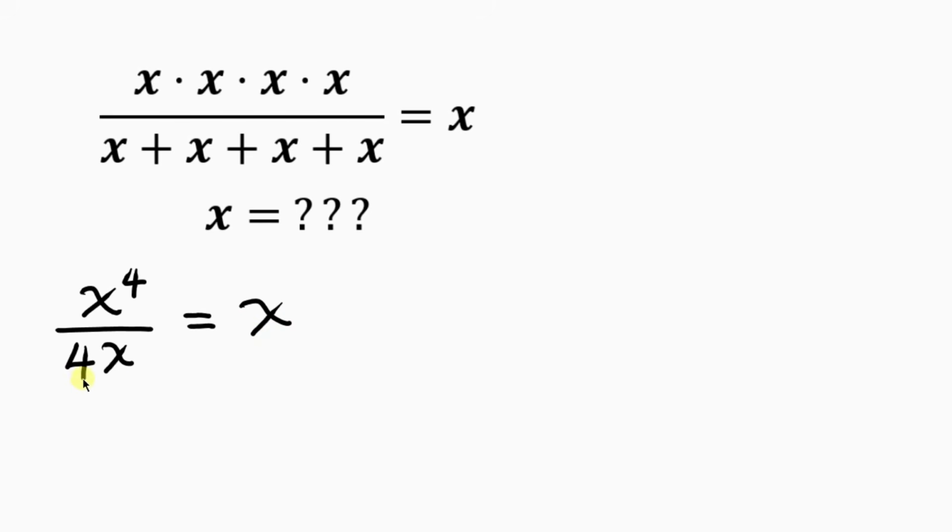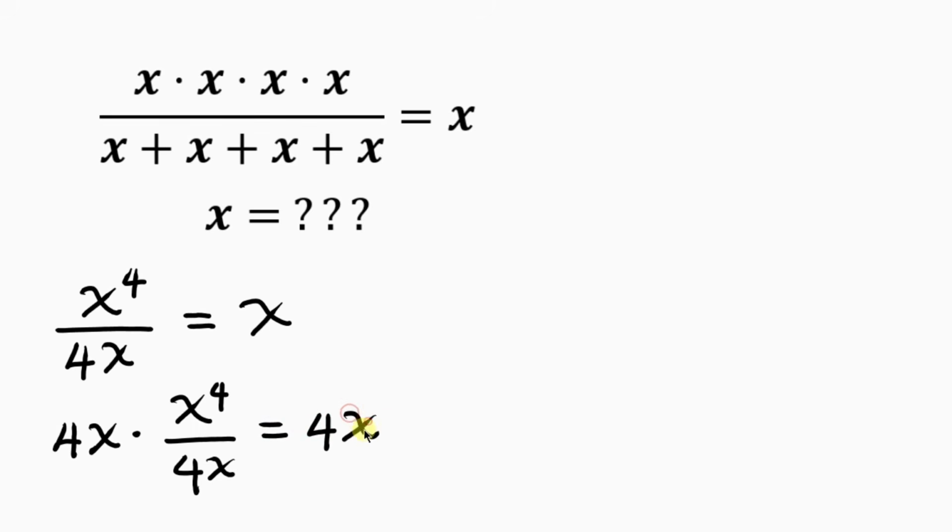Good. So now let's clear the fraction by multiplying both sides by 4x. So I use 4x to multiply the left-hand side. So 4x times the left-hand side is x to the 4th all over 4x. This is equal to, I'll also use 4x to multiply the right-hand side, that is x. Now see what I've got. 4x cancels out 4x, leaving behind x to the power of 4 to be equal to, now the right-hand side, 4x times x is 4x squared.